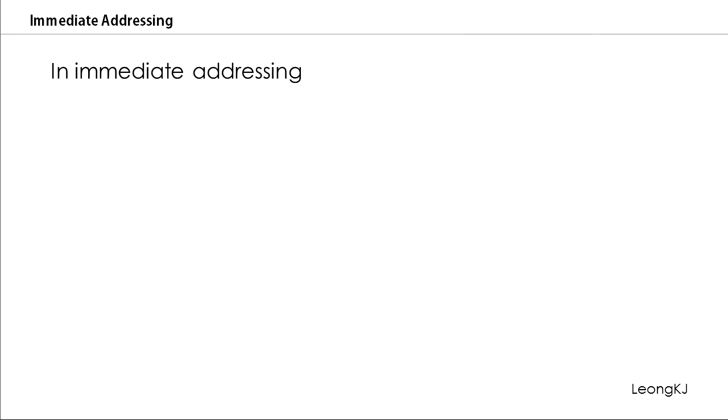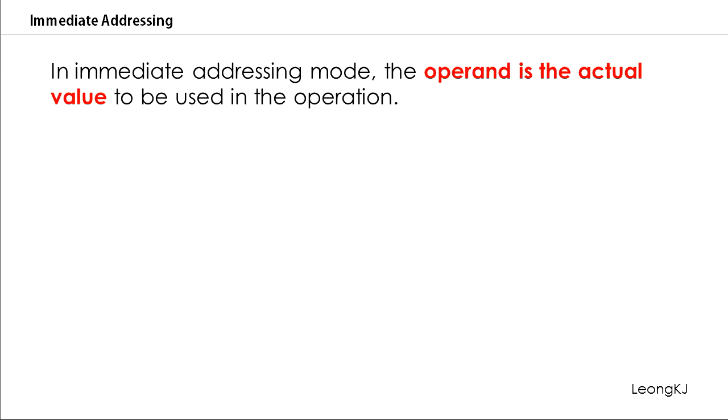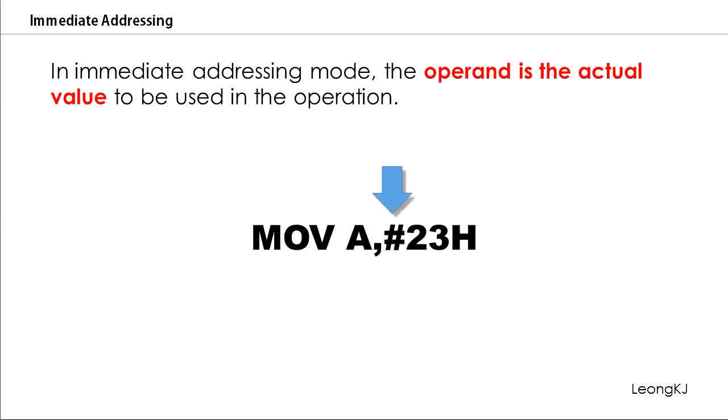In immediate addressing mode, the operand is the actual value to be used in the operation. Take for an example this instruction. The hashtag indicates that the immediate addressing mode is used for the source operand. 23 hex is actual data, and it is moved to the A register, or the accumulator.